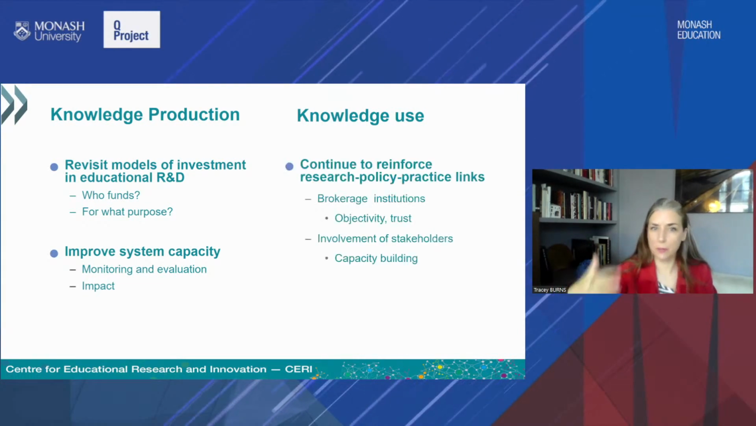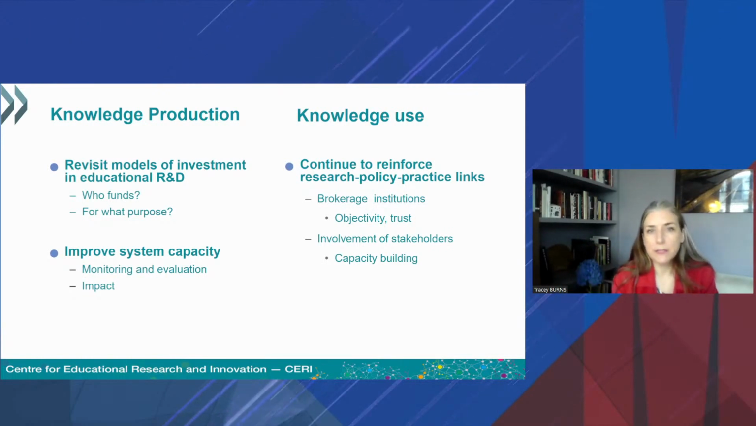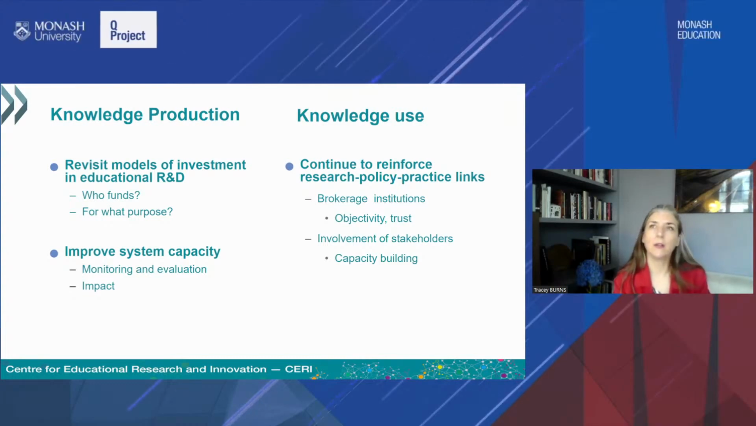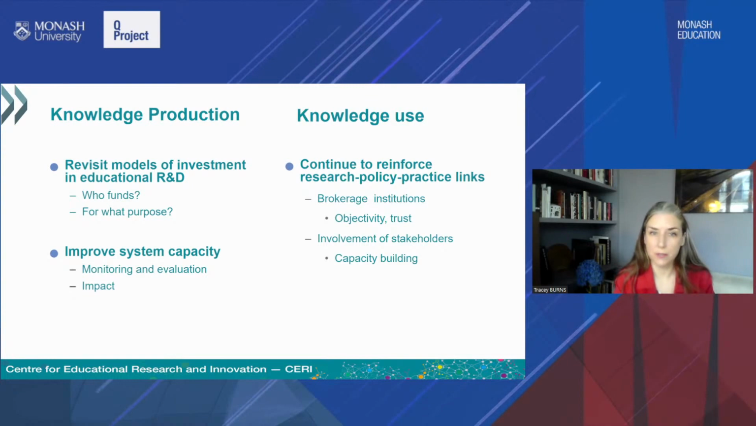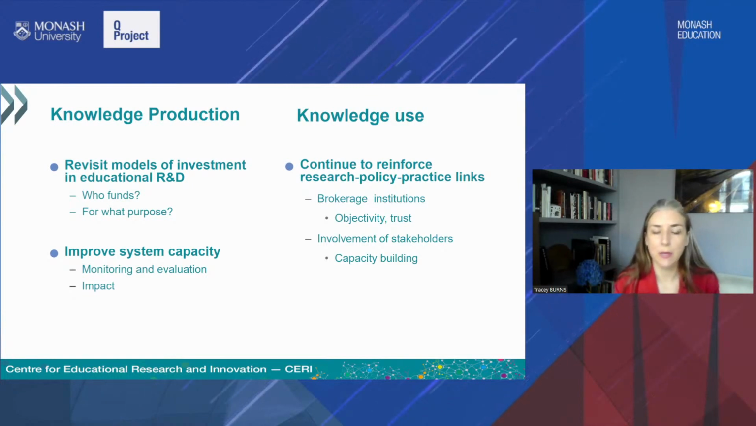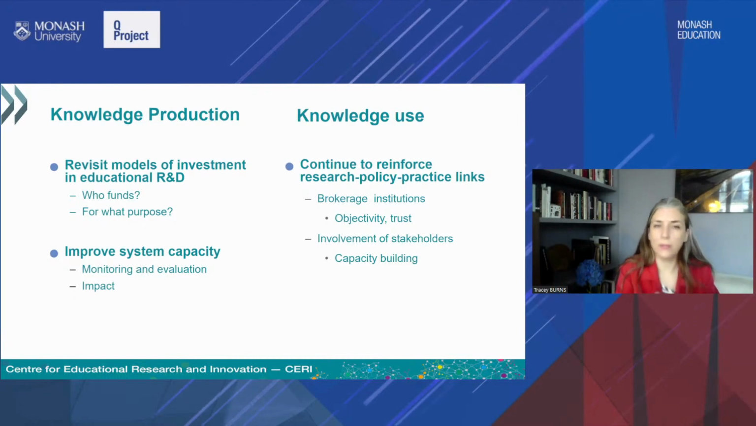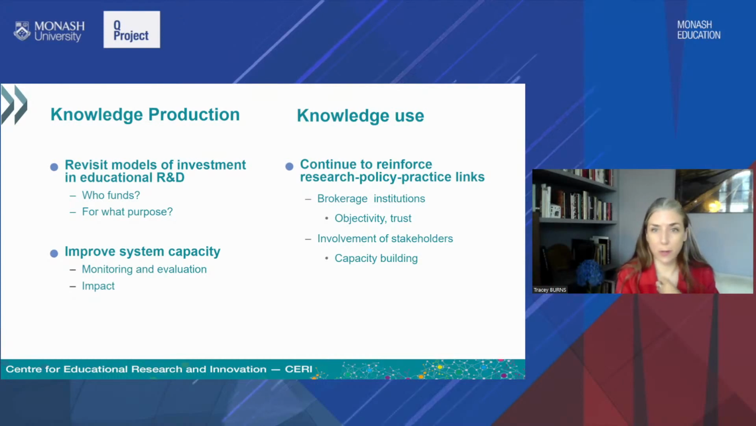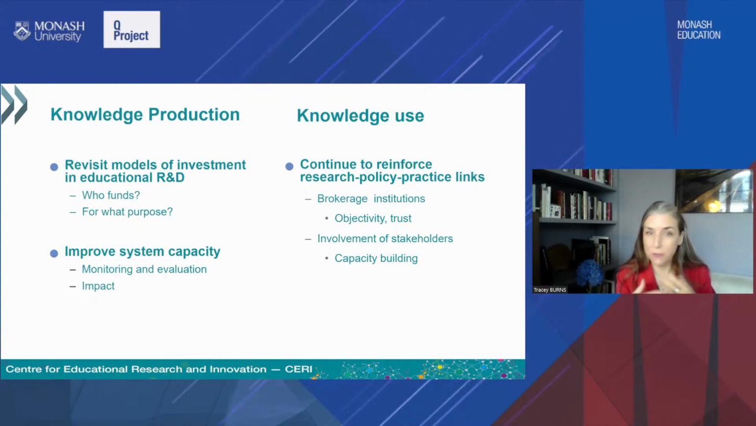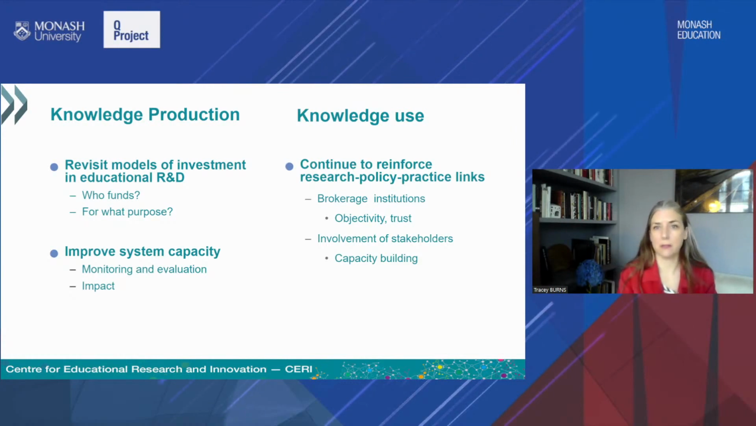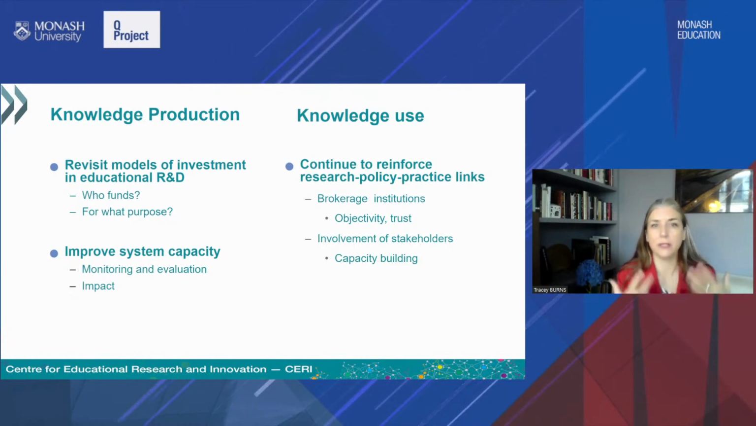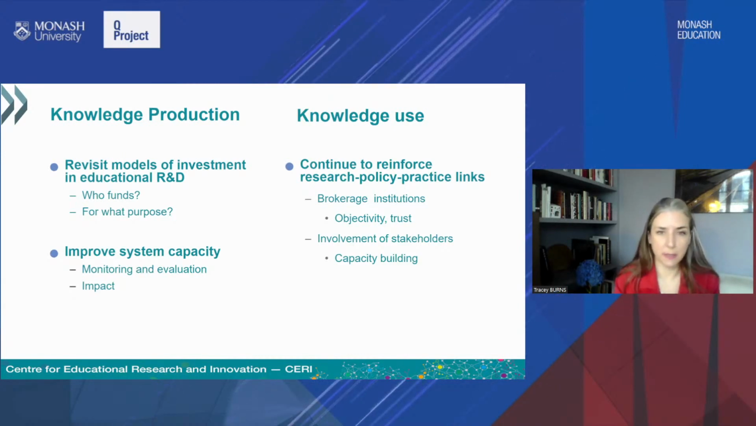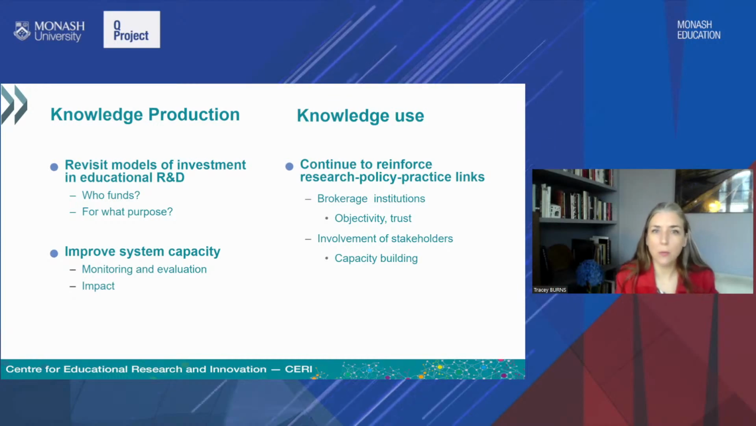On the use side, which is the policy and practice side, we obviously need to continue to reinforce the research, policy, practice links. That means having a conversation about brokerage institutes. Troy gave some examples where you actually know it's an objective understanding of research, so you can trust its objectivity. Networks themselves are very powerful elements that work informally to do this, but you need to be able to trust it, understand that it's something you can use, and know that you can utilize it immediately. The other question, of course, is how to really involve people.